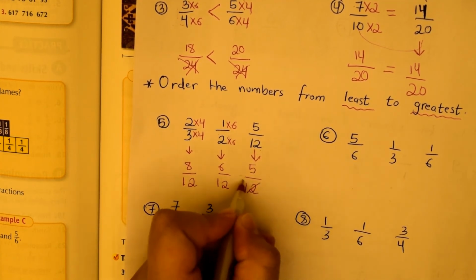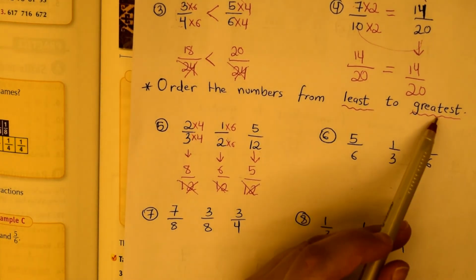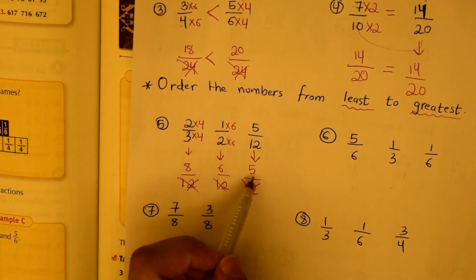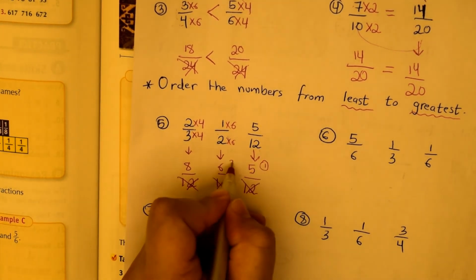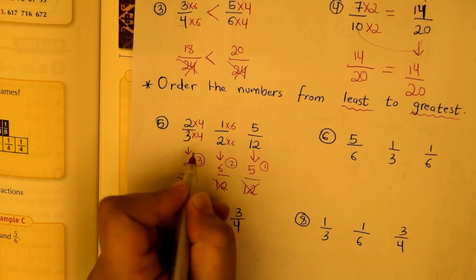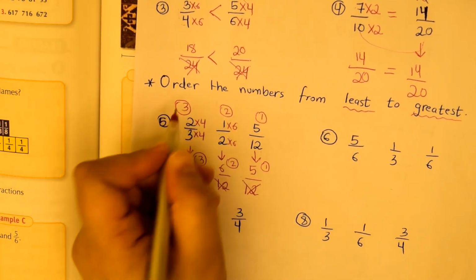Here I have common denominators. I will cross them. Now I want from least to greatest. So where is the smallest number? 5, then 6, then 8. So here I have number 1, 2, 3. Then here I have 1, 2, 3.